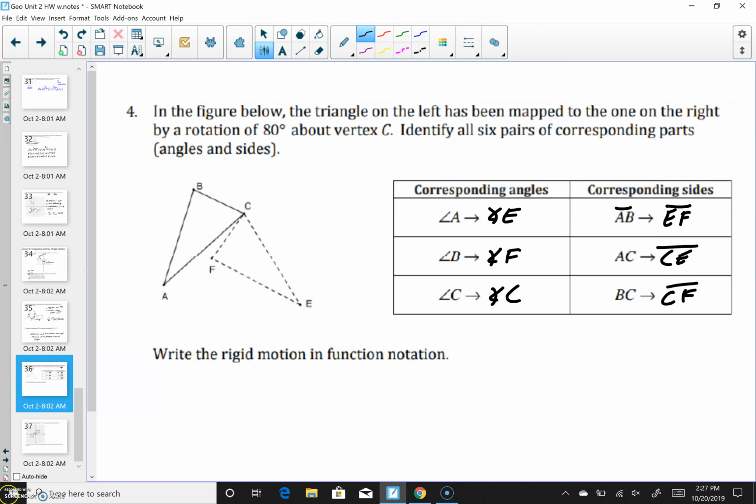And if we wanted to put this into function notation, we would have a rotation centered at C of 80 degrees to triangle ABC. So that's what this looks like in function notation. Capital R for rotation, centered at vertex C of 80 degrees. The only reason we knew it was 80 degrees was because they told us that. And what did we do it to? We did it to triangle ABC.